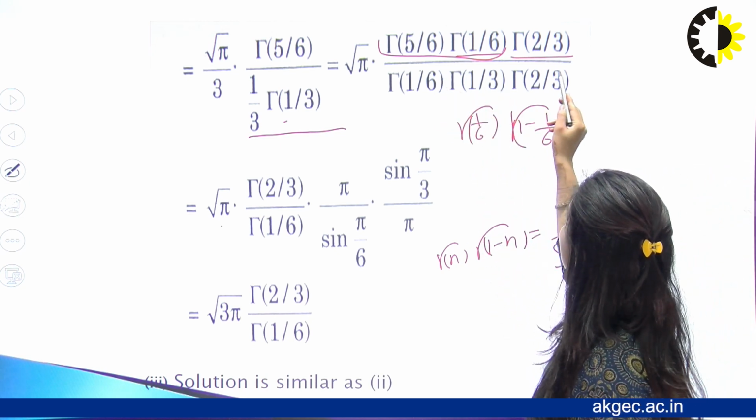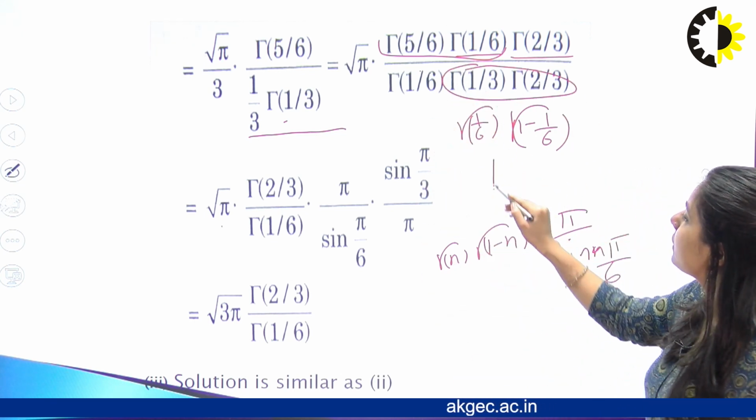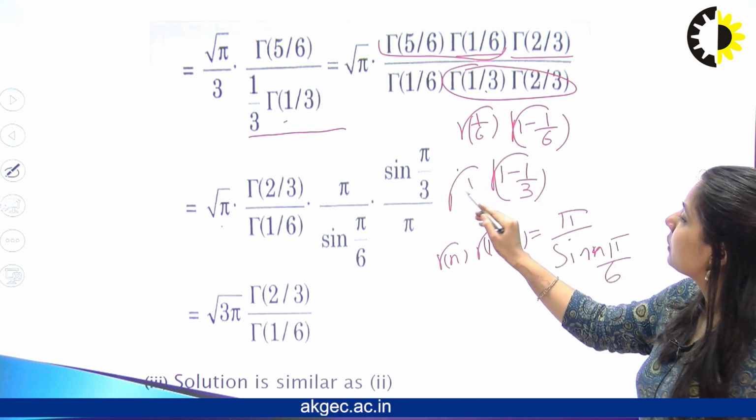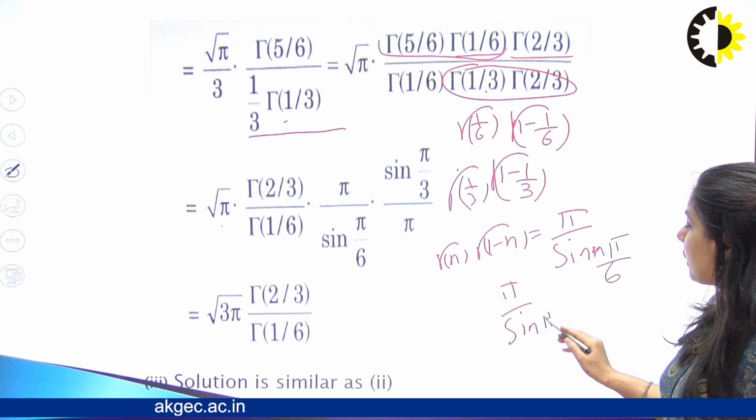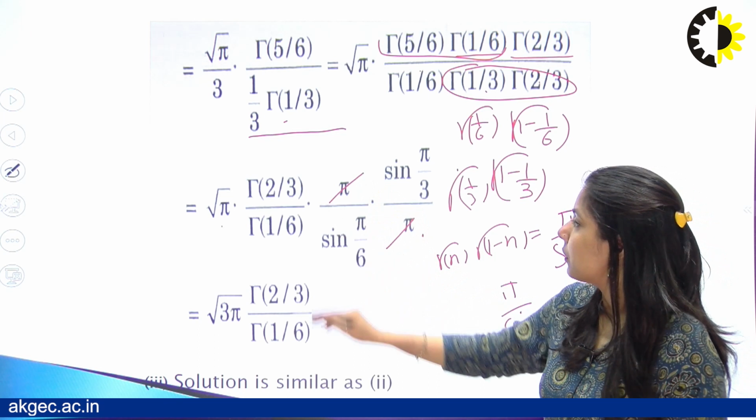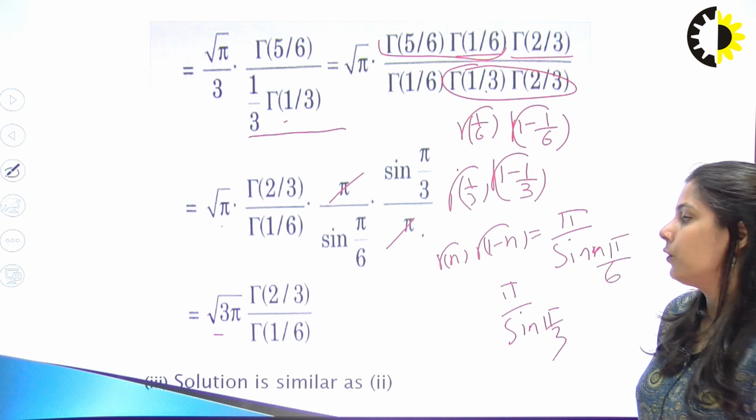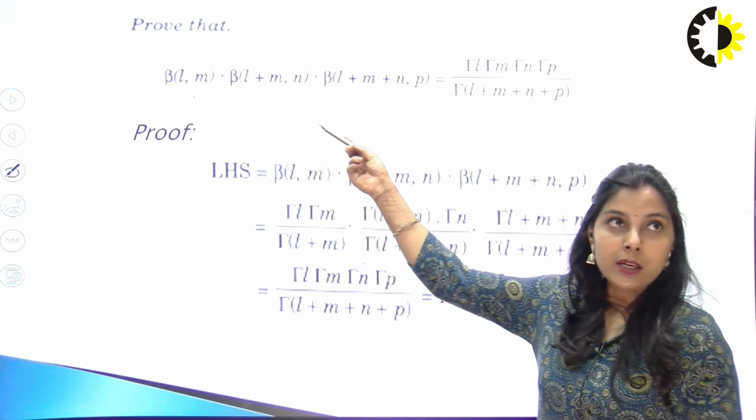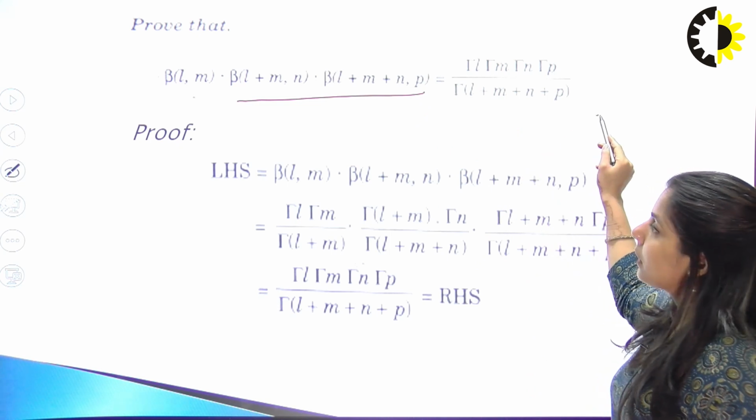And now for the value of gamma of 1 by 3 and gamma of 2 by 3, we can write gamma of 2 by 3 as gamma of 1 minus 1 by 3. And here gamma of 1 by 3. So this is equal to pi upon sine pi by 3. Now put all these values here and simplify. Root pi cancels, and we get under root of 3 pi gamma of 2 by 3 upon gamma of 1 by 6.